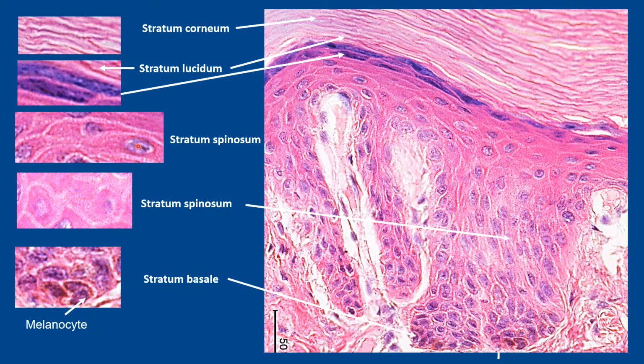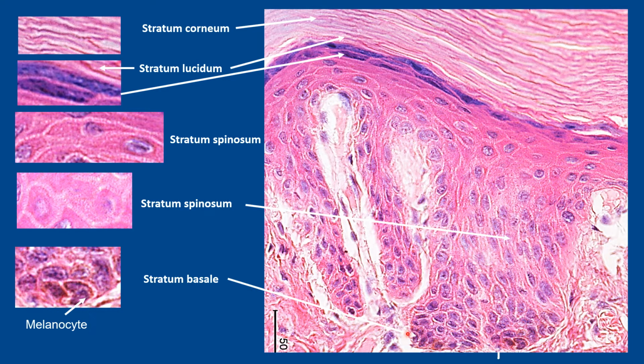Stratum spinosum, in higher power you can see the spines in between the cells. These are the stratum spinosum layer. This is stratum spinosum. Okay. Then this is also stratum spinosum.